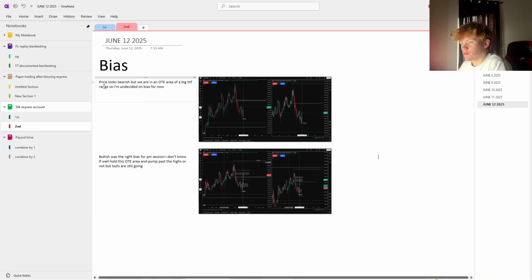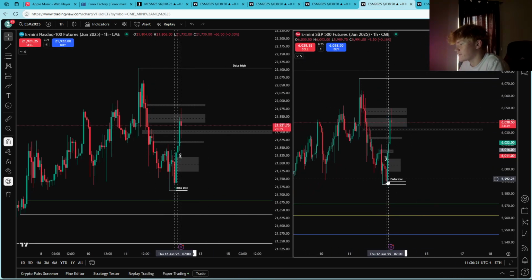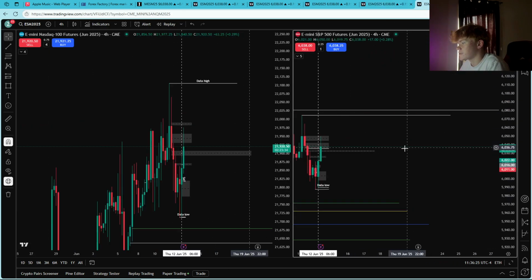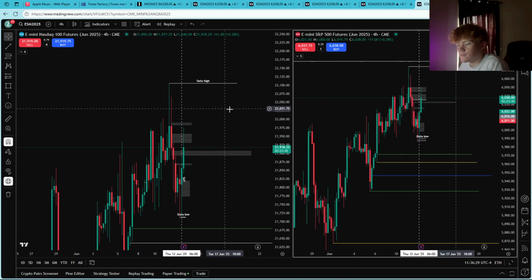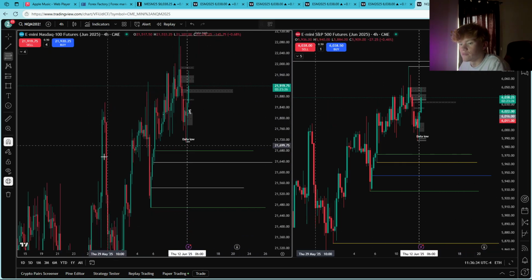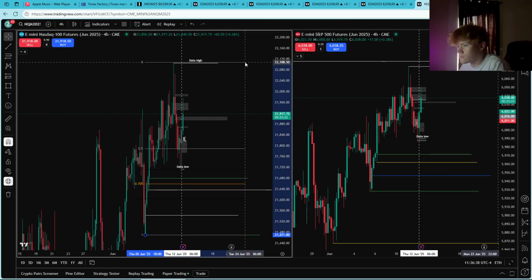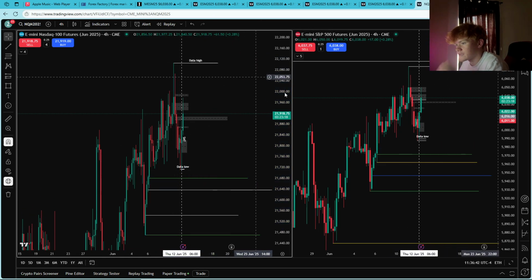I guess I haven't gone over bias. I said price looks bearish, but we are in OTE of a big high time frame range, so I'm undecided on bias for now. What I meant by this is that price was going down before market open, we were here. But if you look at this range, and I guess it looks clear on the 4 hour, I think we're in OTE on NQ. Yeah, I think we literally tapped the 625 level to the tick on NQ.